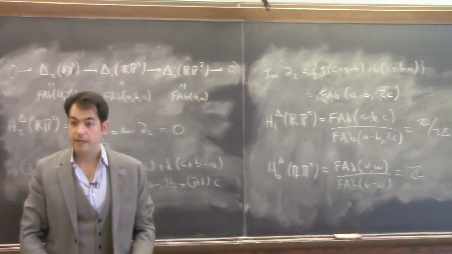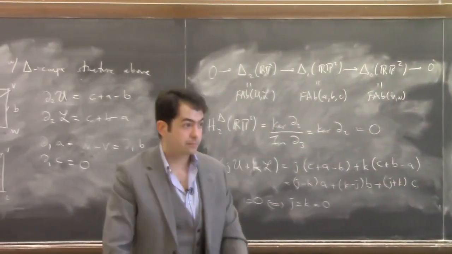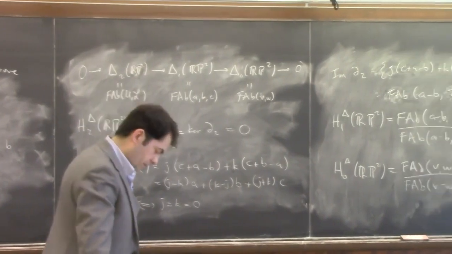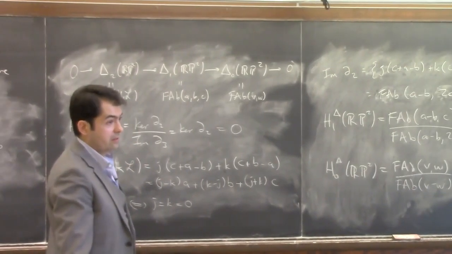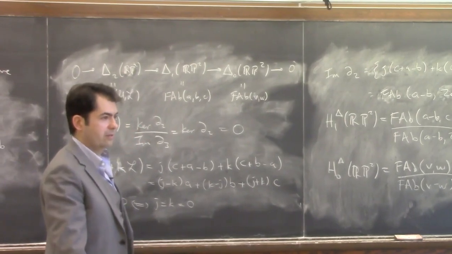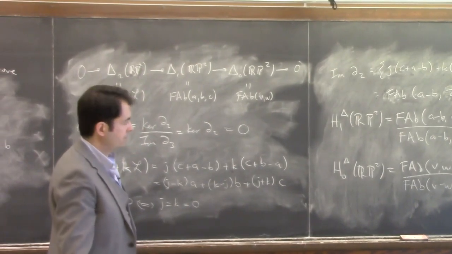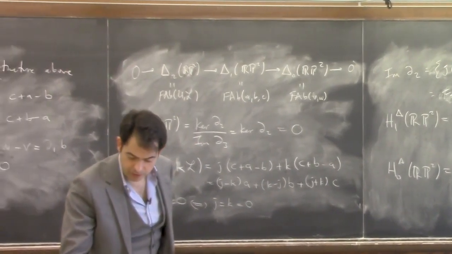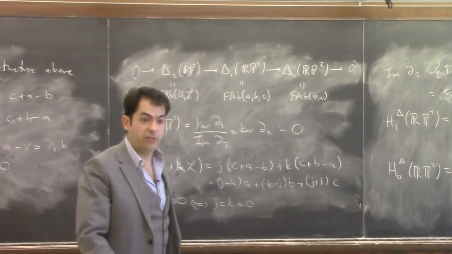Okay, and that's where we'll stop. And again, we get H0 is just Z to the power of the number of path components, which is 1. Exactly right. And H1 is the abelianization of the fundamental group, which was already abelian and was Z over 2Z. That's right. Perfect. So next time we'll show that it doesn't depend on the choice of delta complex structure.